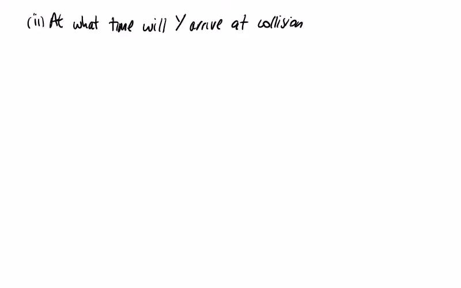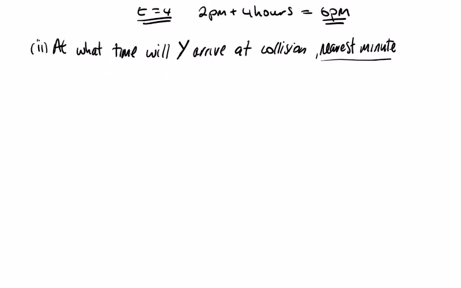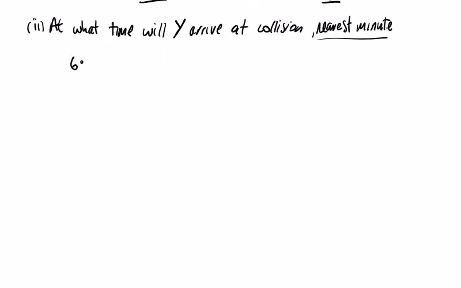Okay, in part 2 we're asked when Y will arrive at the collision to the nearest minute. So what we need to do is find out where Y will be at the time of the collision, which is 6 p.m. So we've seen already, just go back up. Where was it at 6 p.m? 18i plus 27j. So at 6 p.m. the collision occurs at 18i plus 27j.